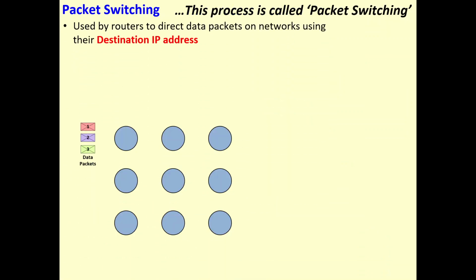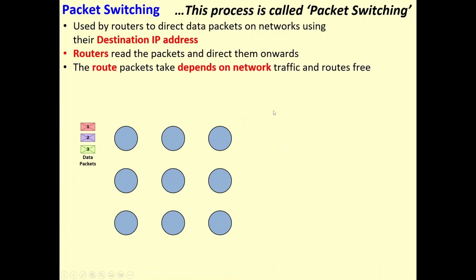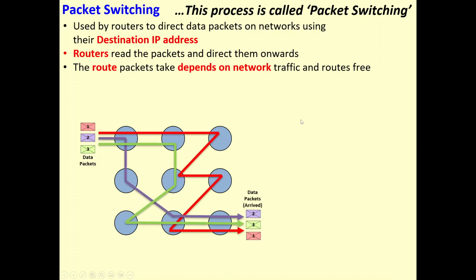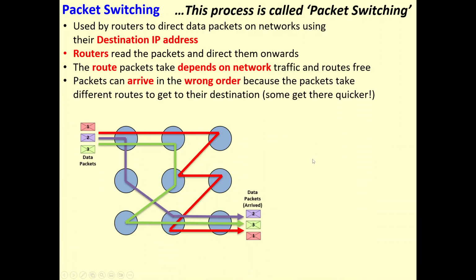So remember, routers are used on the internet. Packet switching is used by routers to direct the data packets using their IP addresses, the destination IP address. Routers read the packets of data and then direct them onwards along the fastest route. Packets can take different routes across the network because a router might go offline or one might get busy, so the packets can go in different directions. As a result, the packets can arrive in a different order or the wrong order because they've taken different routes. Some might have got there quicker.